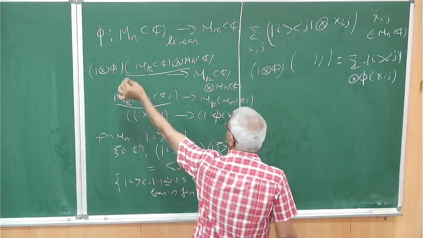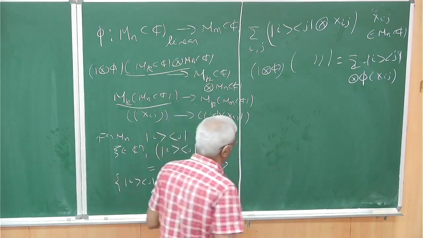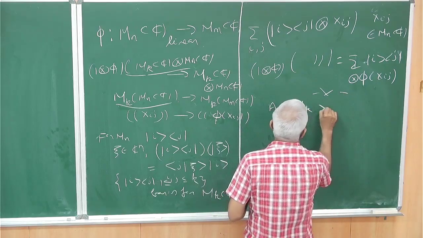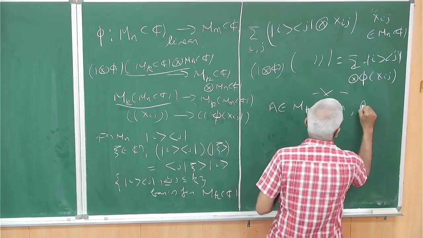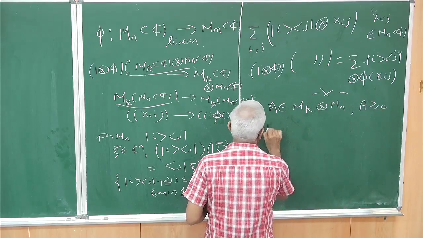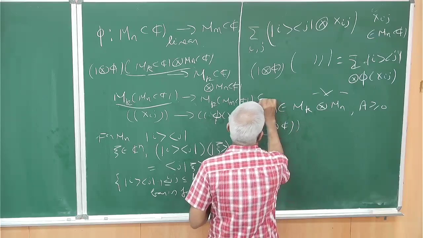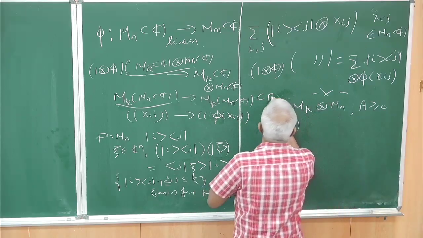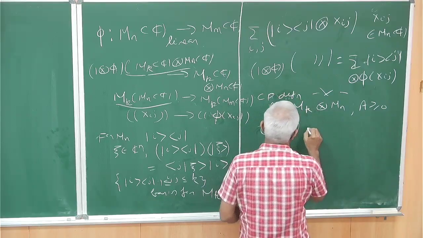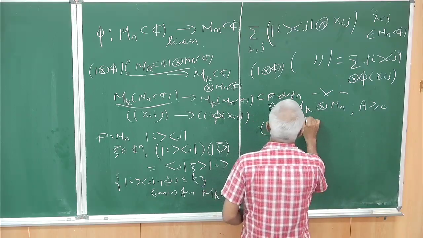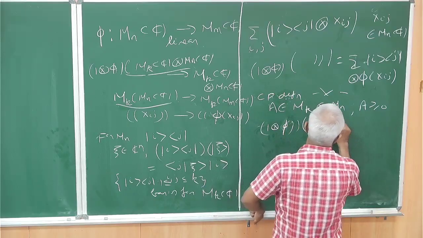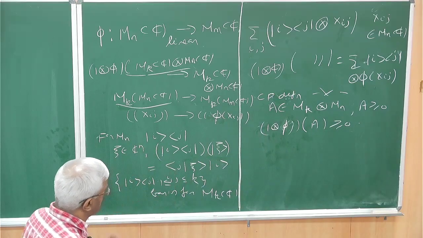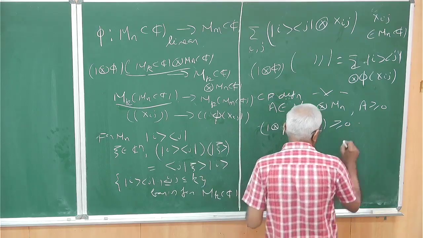CP means 1 tensor phi is positive. If A is in M_k tensor M_n and A is positive, then 1 tensor phi of A is also positive. That is the CP definition. This is what is called k-positive, and it should be k-positive for all k.